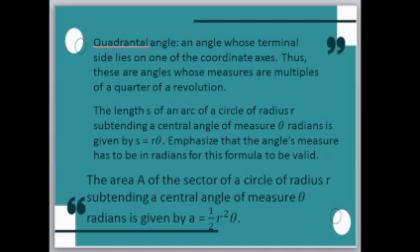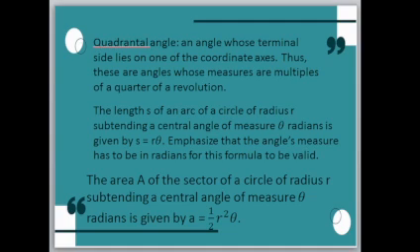The length S of an arc of a circle of radius r, subtending a central angle of measure θ radians, is given by S is equal to r times θ, where S is the length of an arc of a circle and r is the radius. And you have to take note that the angle's measure has to be in radians for this formula to be valid.